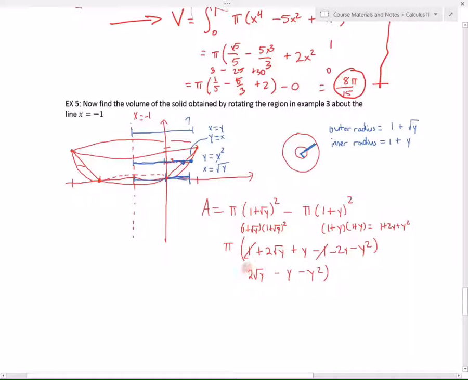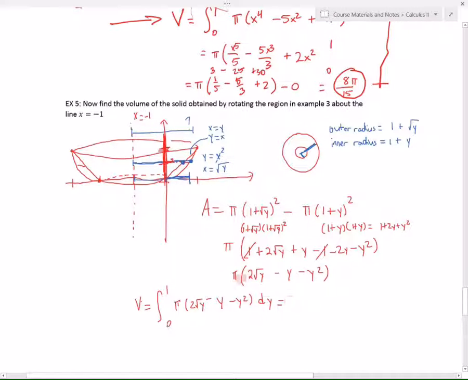squared, all times pi. So the volume will be the integral of that area function, 2 square roots of y minus y squared, from, and now the y, which I chose right here, is going to range over that entire interval, so from 0 to 1, dy. And there's my integral. Alright, which we can then evaluate. We'll do this relatively quickly.